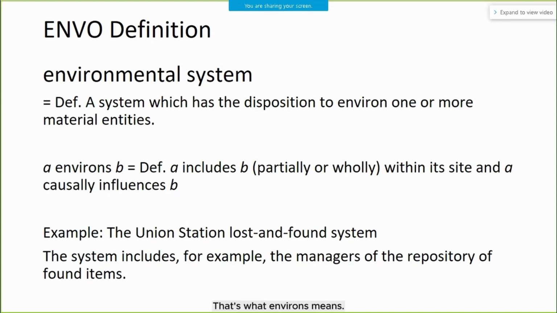That's what environs means. And an example outside the biological realm, because there's nothing biological here. So this applies not just to cave birds or cave bears. It applies also to a suitcase, which you lose in the Union Station, which is kept in the Union Station Lost and Found office. That suitcase is environed by the Union Station Lost and Found system.